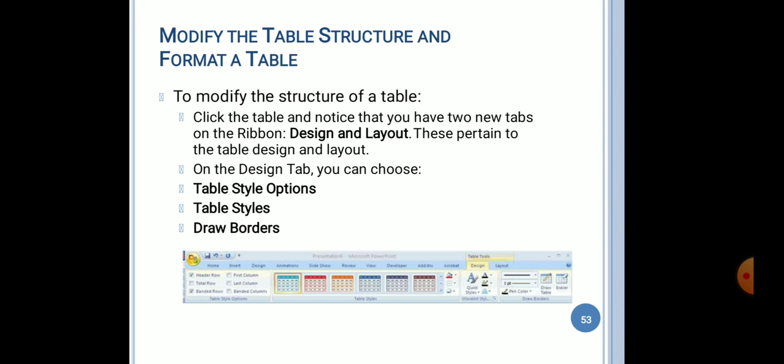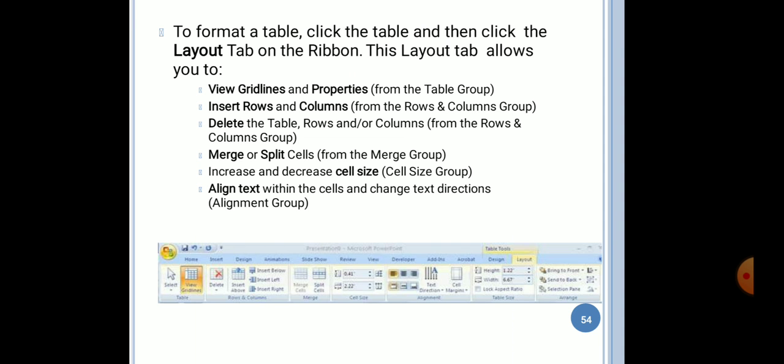So dear students, in the Design tab you can choose table style options, table styles, and draw borders. If you want to format the table, then you have to click the table and then click the Layout tab on the ribbon. With this Layout tab, you can view gridlines and properties, insert rows and columns, delete the table, merge or split the cells, and increase or decrease the cell size. Also, you can align the text within the cell. So these are possible with the help of the Layout tab on the ribbon.